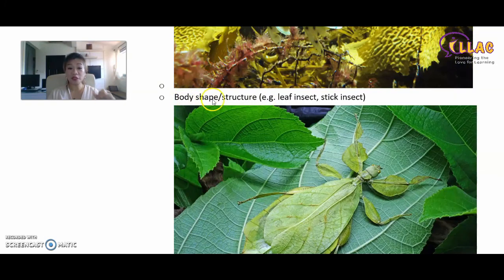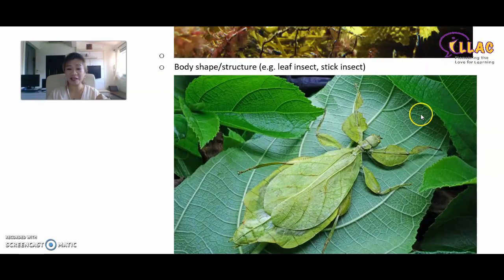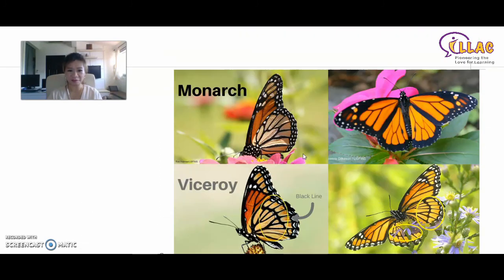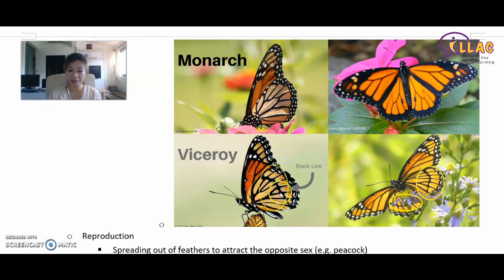There is also body shape and structure. For example, the leaf insect looks exactly like a leaf. The stick insect looks exactly like a stick. They can also imitate others. For example, the viceroy butterfly looks exactly like the monarch butterfly, because the monarch butterfly tastes bad because it's colorful. So animals will not want to attack the monarch butterflies. Therefore, the viceroy tries to look exactly like the monarch. These are the monarch butterflies, these are the viceroy butterflies. There are very, very slight differences between them.